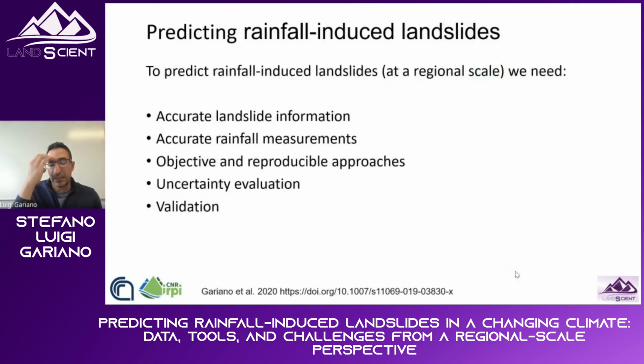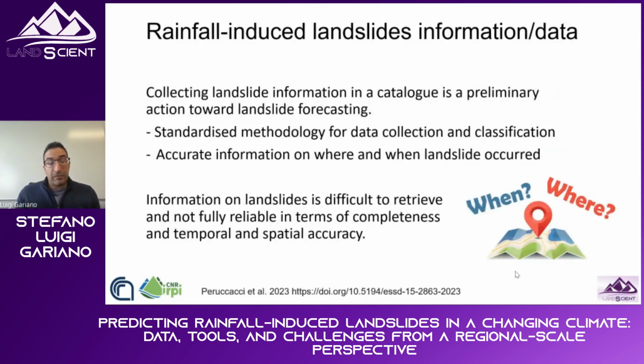This is to say that to predict rainfall-induced landslides, and mostly to work at a regional scale, we need accurate landscape information, accurate rainfall measurements, objective and reproducible approaches, uncertainty evaluation of such approaches, and also validation of such methods. First of all, collecting accurate landslide information. This is a crucial action for landslide prediction and forecasting. And for this action, we need standardized methods and accurate information.